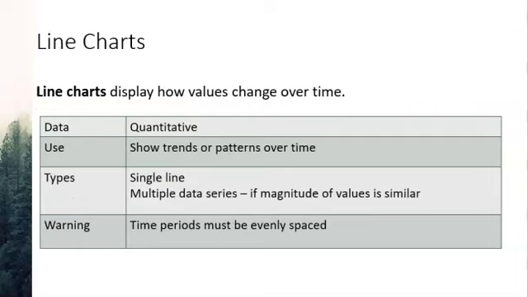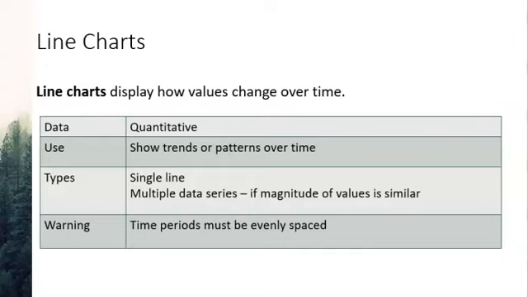Line charts are the first type of chart we're going to learn for two quantitative variables. These charts are used specifically to show trends or patterns over time. So one of the variables can be anything. The other variable has to be related to time. These can be displayed in a single line chart or in multiple data series if you have multiple variables that you want to show changes in over time.